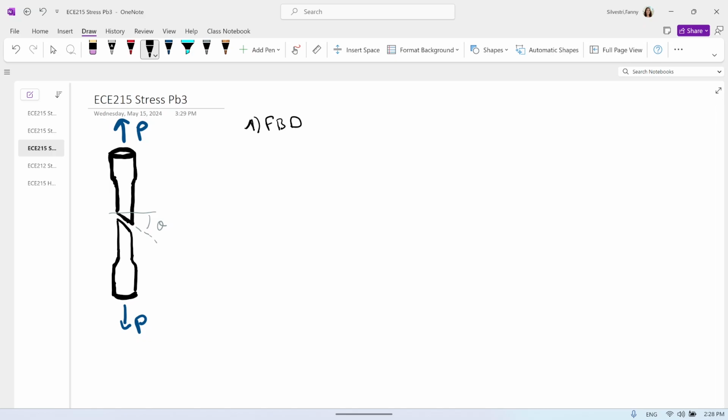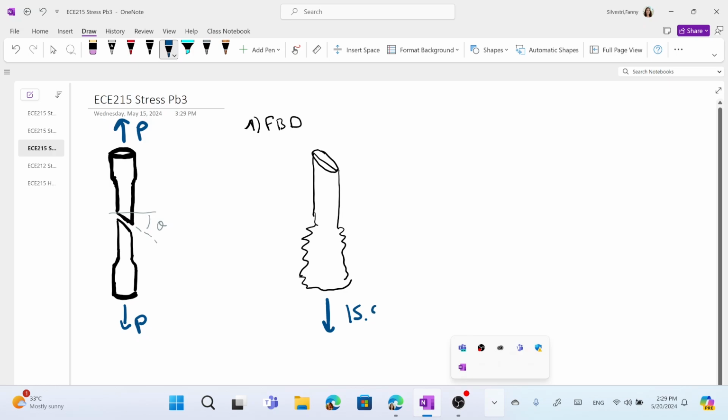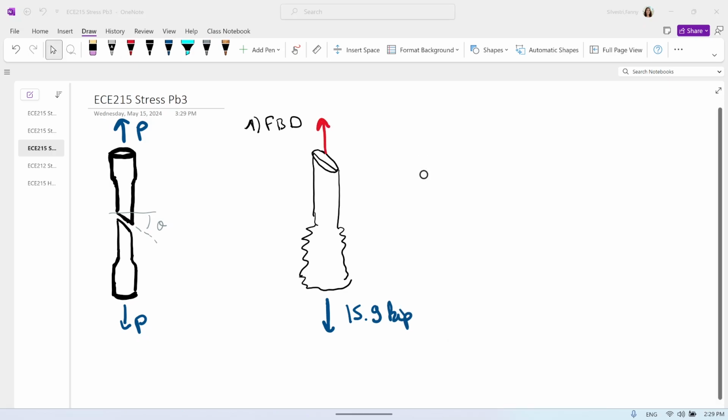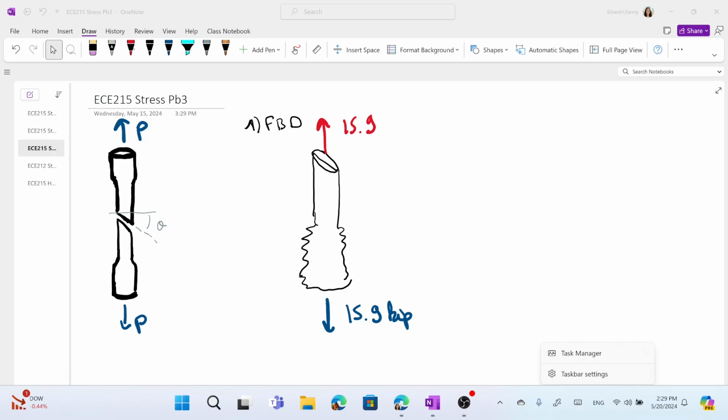Do you want to take the bottom or the top part? Doesn't matter. Let's use the bottom part. So I have this sample, and just to show you a little bit better, it's like a 3D part, like this. And this is a thread, so the sample could be attached and pulled on it. So what do we know? We know the force P, 15.9 kilopounds.